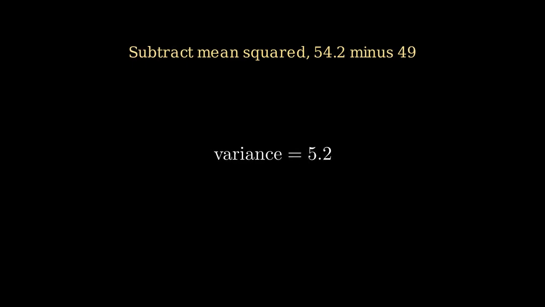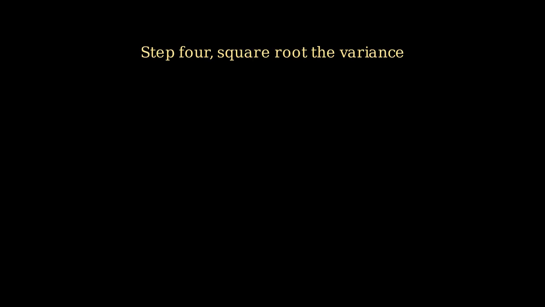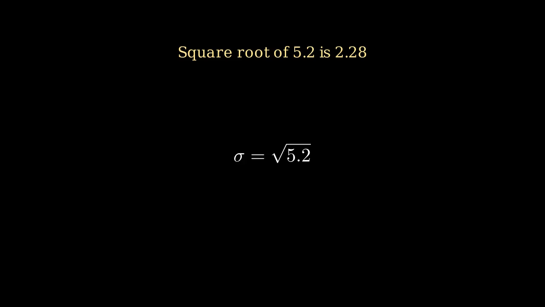Step 4. Take the square root of the variance to find the standard deviation. The square root of 5.2 gives a standard deviation of approximately 2.28.